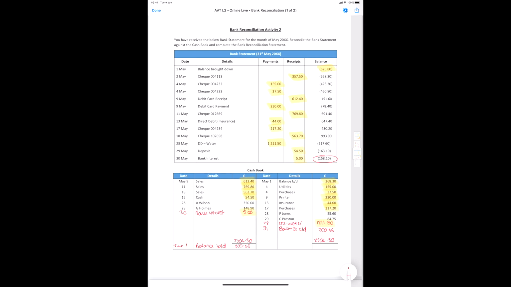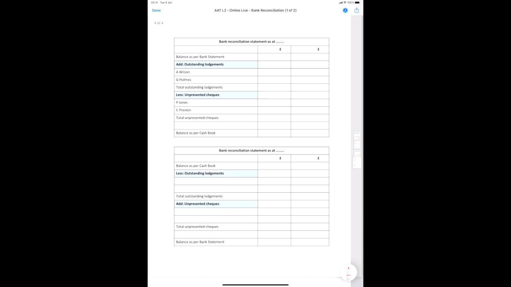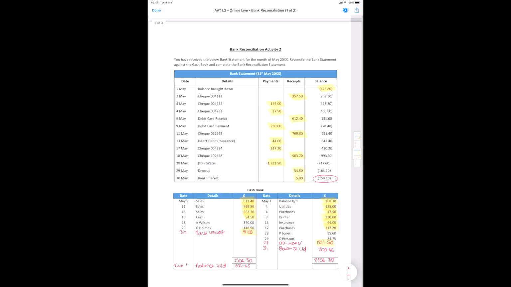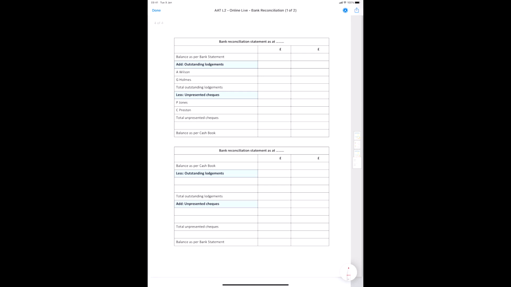And then on to step 3, we're going to look at the bank reconciliation statements, okay. So this is where we are adding in our outstanding lodgements and our unpresented checks. So we're going to do it the same way that we did last time. We're going to start with the balance as per the bank statement, which is £158.10. Note that this is a minus number, okay. So we're going to enter that in here.